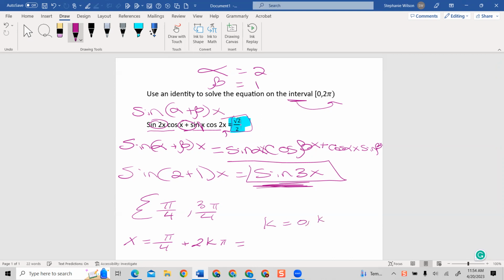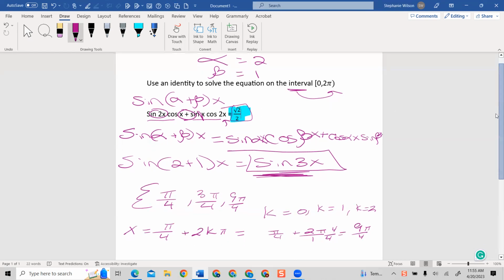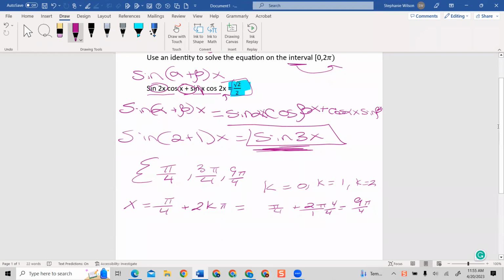So now let's plug in when k equals 1. So that gives me pi fourths plus 2 pi. I'm going to put 1 in the denominator. I know I need to multiply top and bottom by 4. So now I get 9 pi fourths. So I get the other value, 9 pi fourths. And then I can plug in another value for k. I can say k equals 2. And that'll probably be as high as I'm going to go for this one because I still got the 3 pi fourths to solve for.